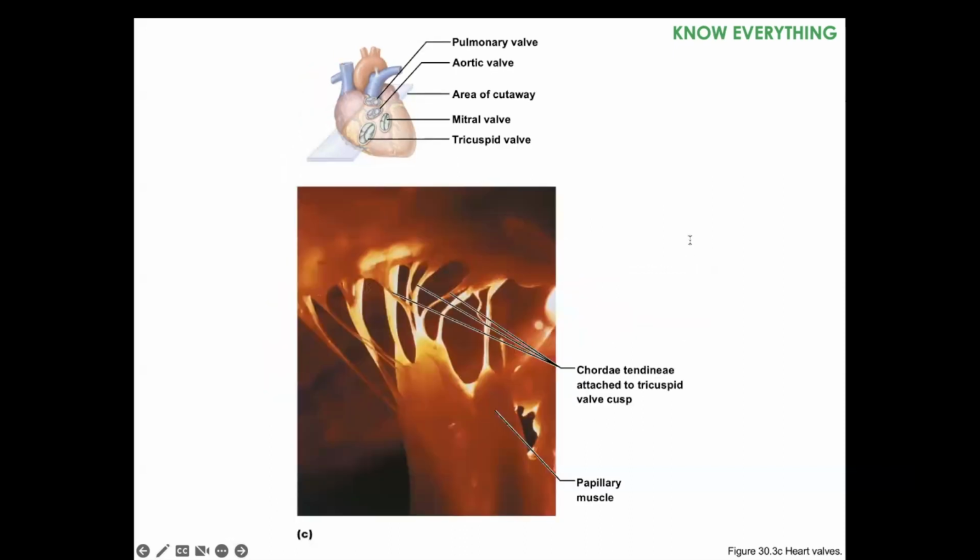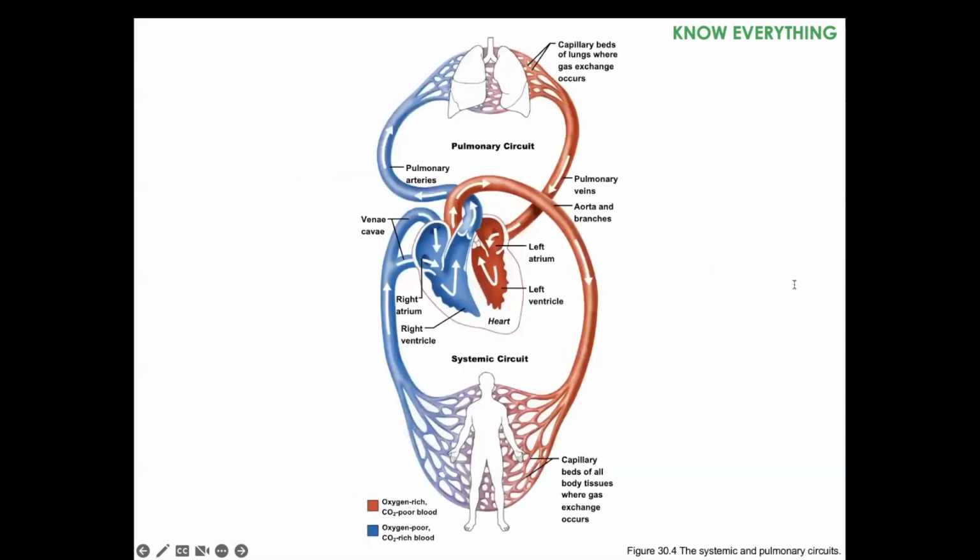And here is a realistic image of the tricuspid valve and the chordae tendineae attached to it. And here you can see the pulmonary and systemic circuits, which are two pathways for blood circulation. The blue is going to represent deoxygenated blood, and red is oxygen-rich blood.